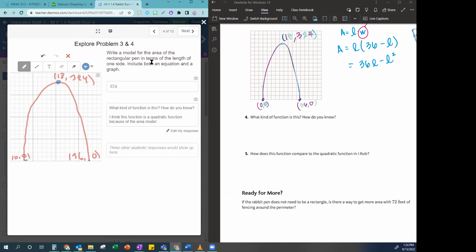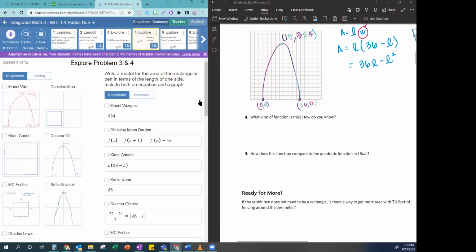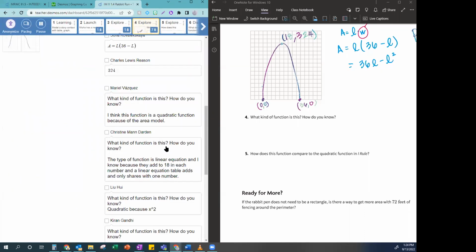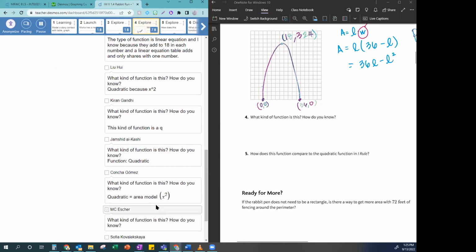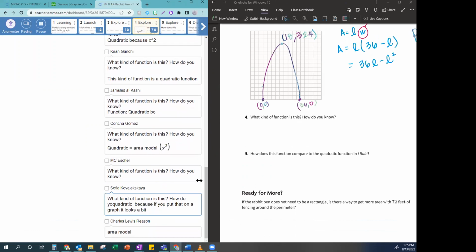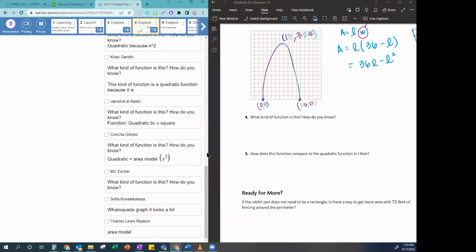Let's see, write a model for the graph. So this is incorrect. You need to write this over there. This next part, what kind of function is this? Did anybody put this answer yet? Yes, it's a quadratic function. Muy bien, it is a quadratic function. It's not linear. No, this does not look like a line. Yes, this person even better, quadratic because of the x squared. Can you guys put some of those answers in your answer? Very good. Okay, so I'm going to write that quadratic.